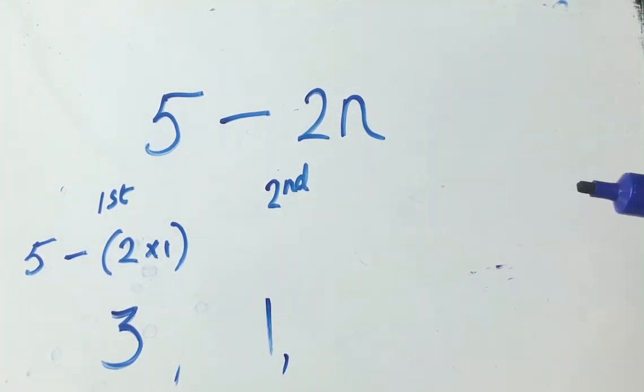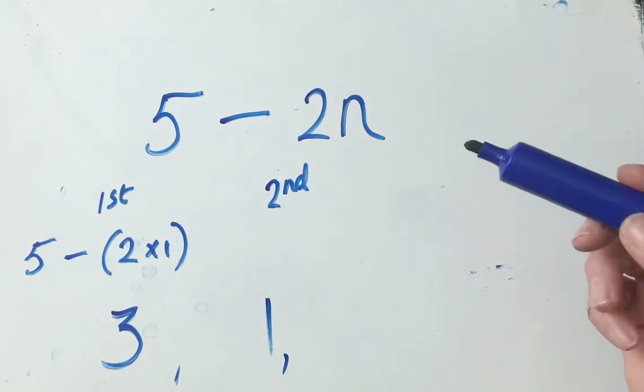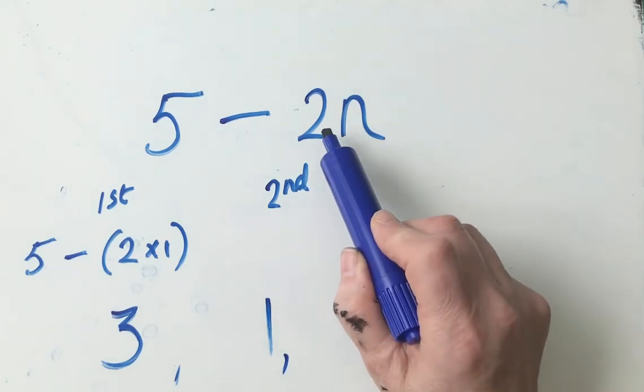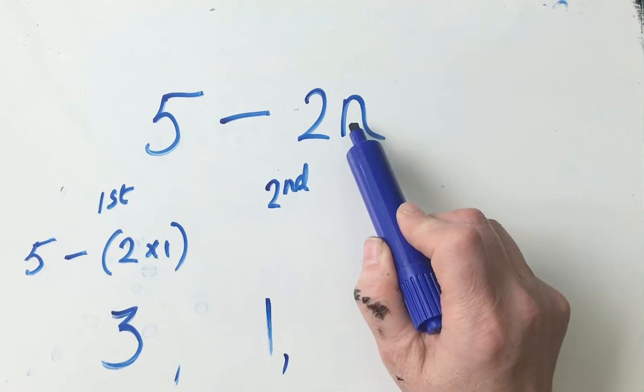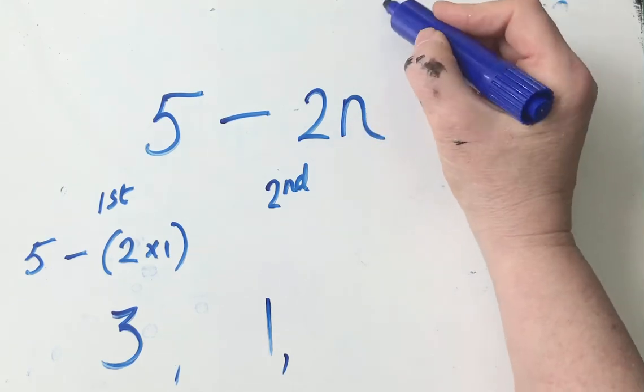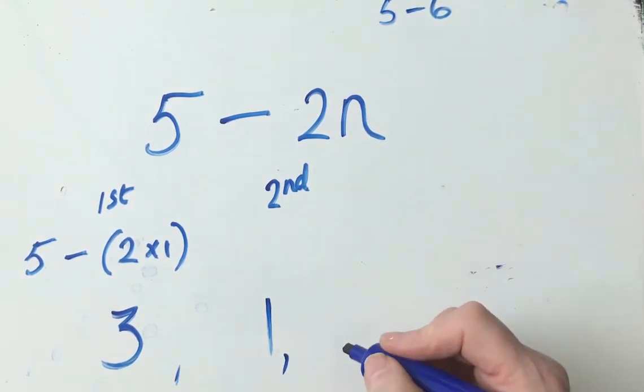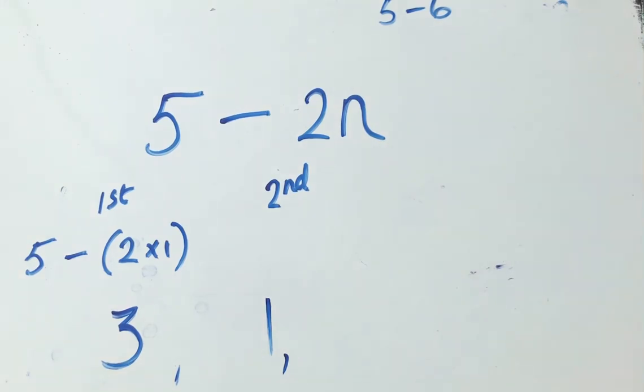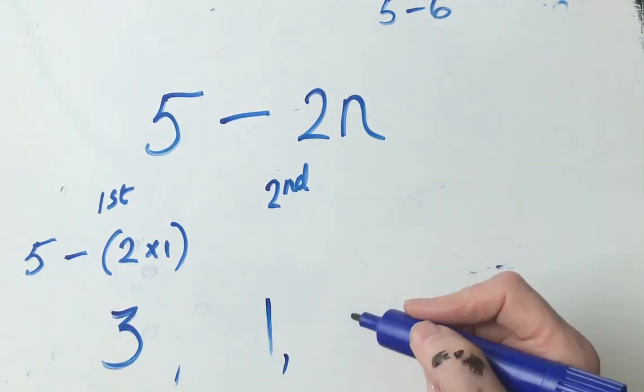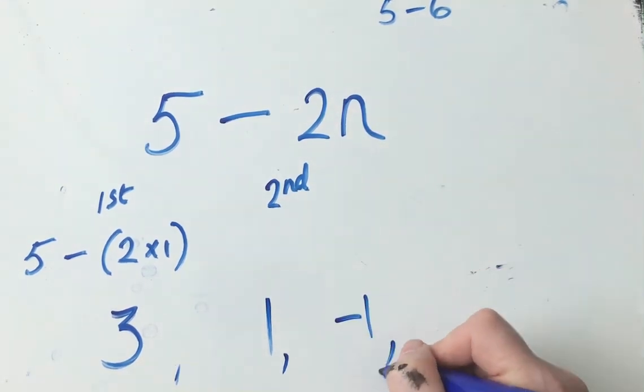But if I'm not that confident, which when there's a minus sign I'm usually not, so I'm going to do the third term. 2 times 3 is 6. So I've got to do 5 take away 6. Well, I'm going below 0 because I'm taking away more than I started with. So 5 take away 6 is negative 1.